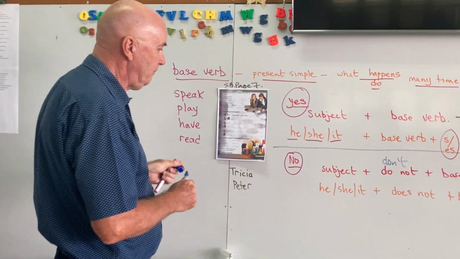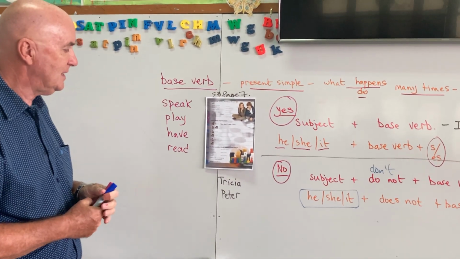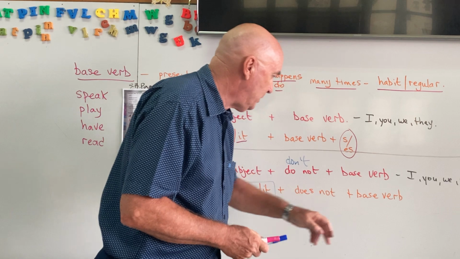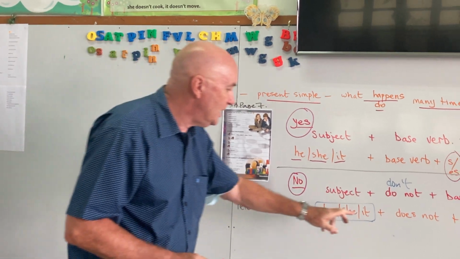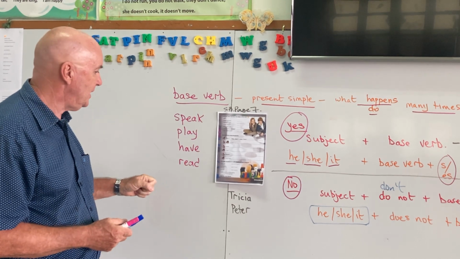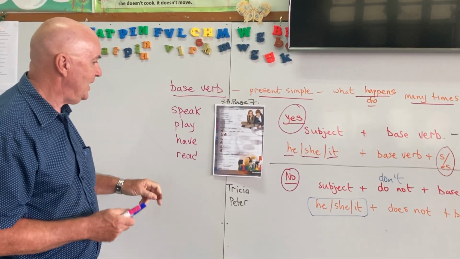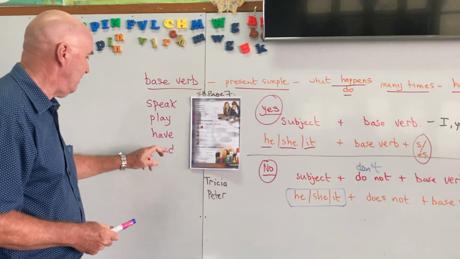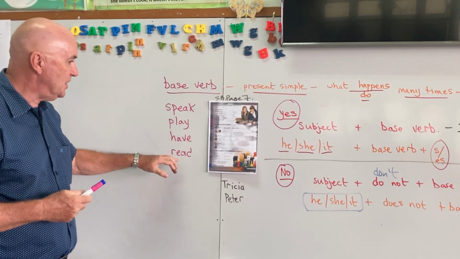But, again, look, if we say no, and our subject is he, she, or it, then we say does not, and the base verb. So it would be, I do not speak, but he does not speak. They do not play, she does not play. Okay? I do not have, but she does not have. They do not read, she does not read.